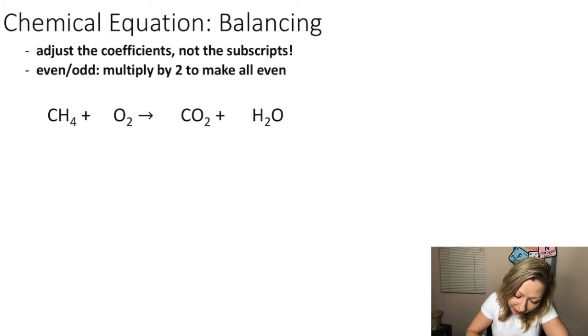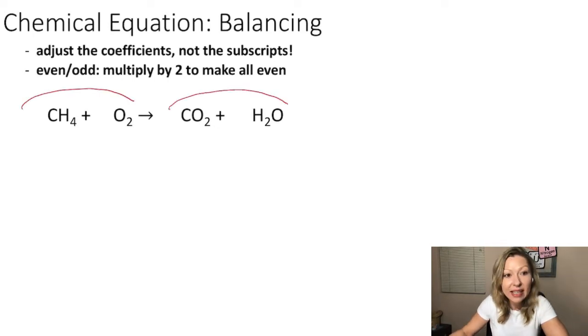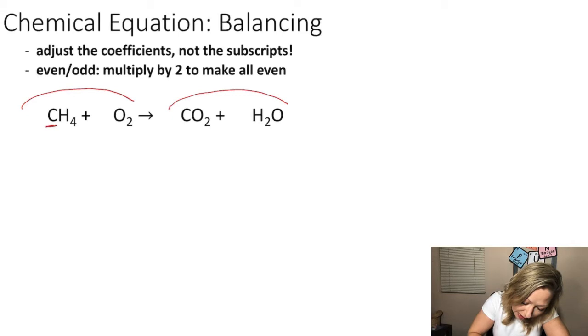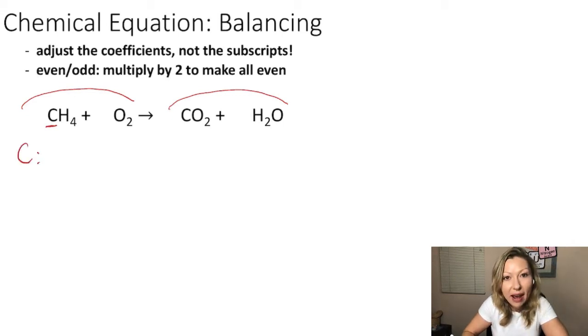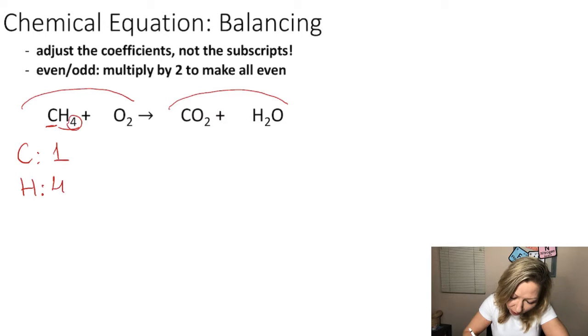So here, this is our reactant side and this is our product side. Let's count the types and number of atoms. So my first atom is carbon. How many do I have? One only, right? Then hydrogen. How many do I have? Four, because of this four right here. And then oxygen, I'm going to have two atoms.